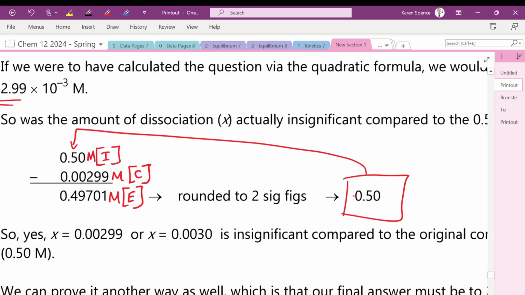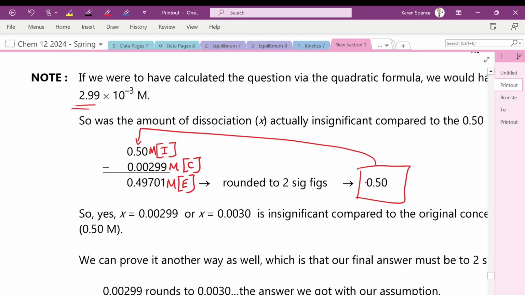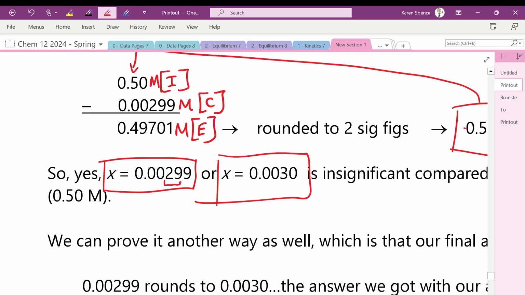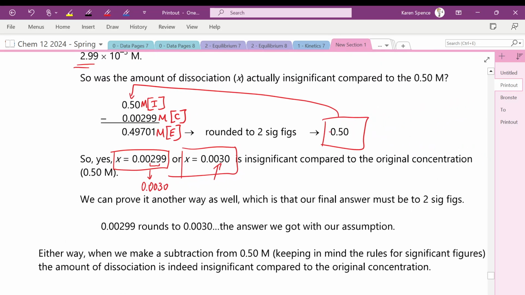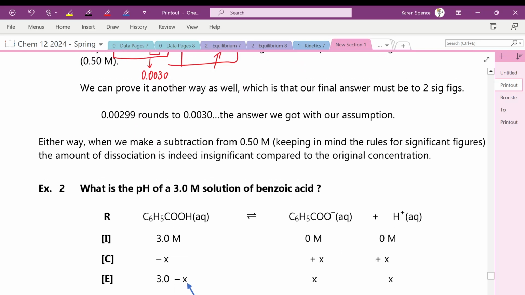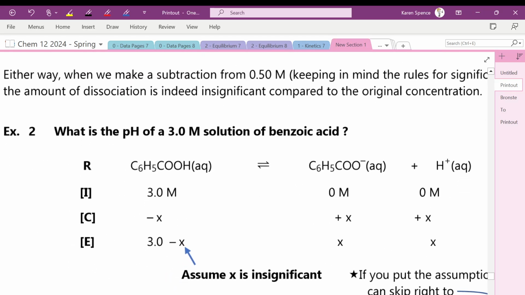Now, another way to look at it is: is this value actually any different from 0.030? If we go to 2 sig figs, what does that round to? That rounds to 0.0030, which is what we got using the assumption. Yes? So either way, you can prove that it's insignificant. You don't need to be able to do that calculation or prove it. It's just there so you feel better about it.